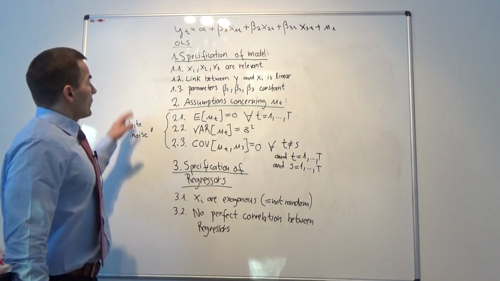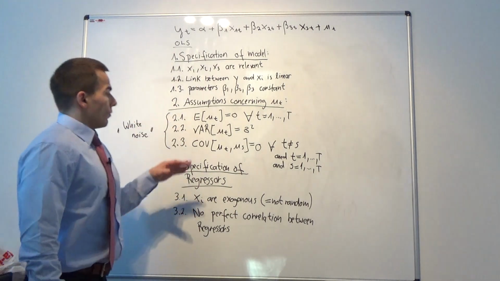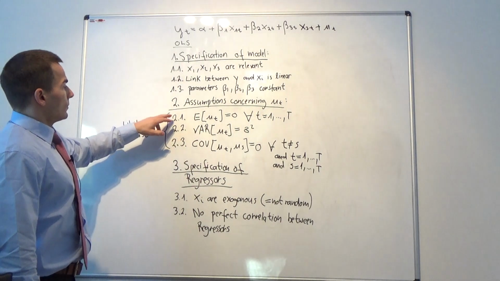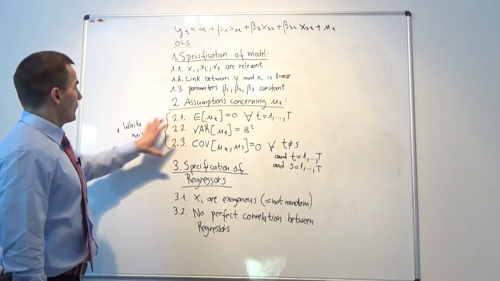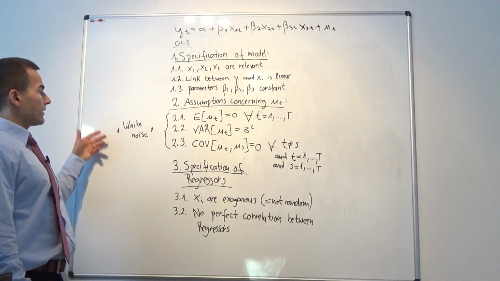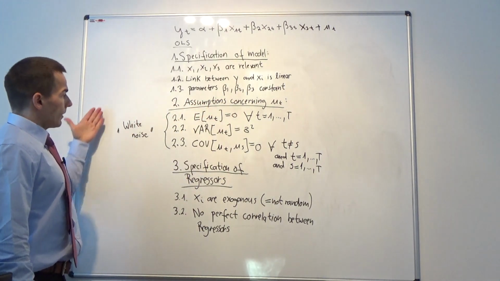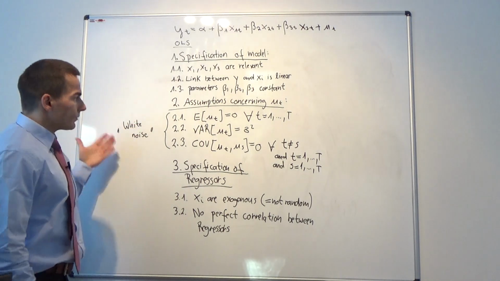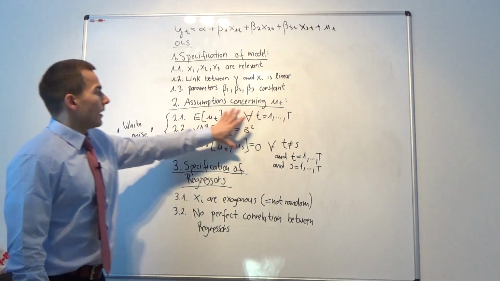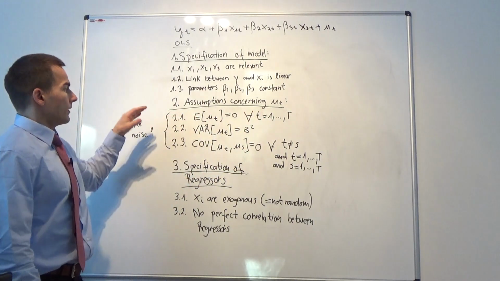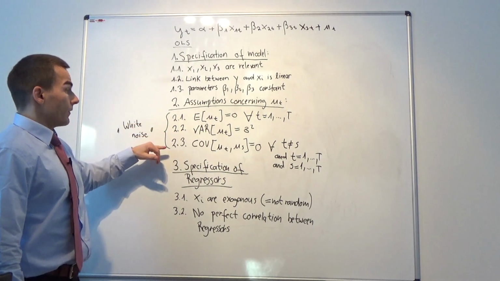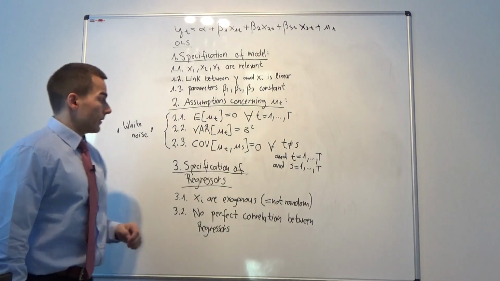What we should also mention here is that these assumptions, 2.1, 2.2, and 2.3, are often referred to as white noise. Whenever you read in the literature about a white noise process, it means that these three assumptions are taken into account: the expectation of the errors is 0, the variance is constant, and they are serially uncorrelated.